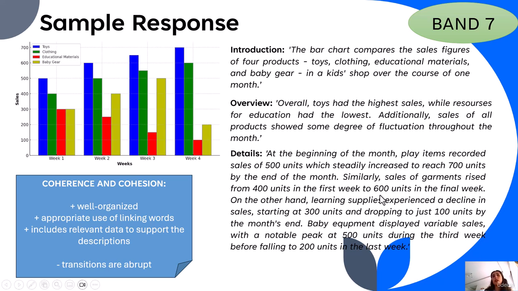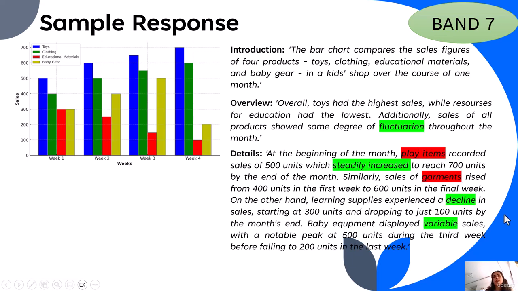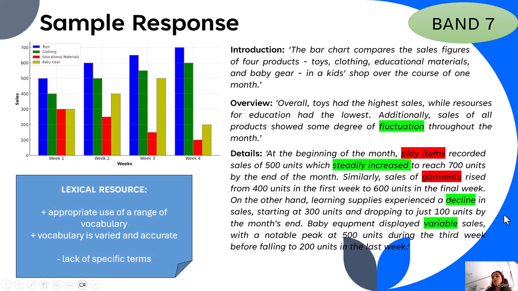So again, we have Band 7 for coherence and cohesion. Lexical resource. A range of vocabulary is used appropriately, such as steadily increased, fluctuation, decline, and variable. You can see them in green color.